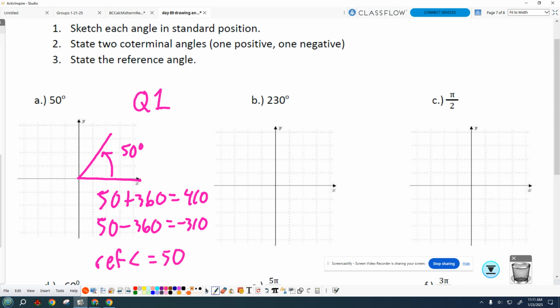230, what quadrant does it land in? Quadrant 3. So I went 0 to 90 to 180 and then stopped short. For a coterminal angle, add 360, so a positive one is 590, and a negative one. So there's a positive coterminal angle and a negative coterminal angle. So wait, you always just add 360? Okay, careful, guys.